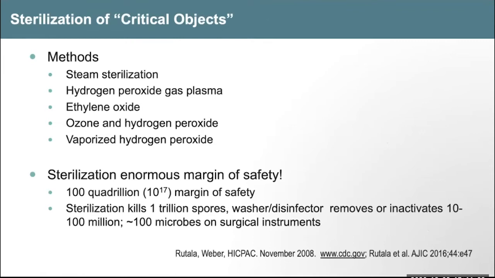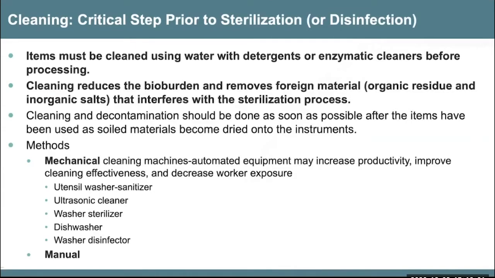It kills 100 quadrillion, huge margin of safety. I should say, by the way, cleaning is important. It removes 10 to the 2 to 10 to the 4 organisms, and cleaning must always precede disinfection. And then we have a variety of other so-called low-temperature techniques for items that can't withstand the temperature of steam: hydrogen peroxide gas plasma, ethylene oxide, ozone, and vaporized hydrogen peroxide. But again, steam is the most robust method that we have.